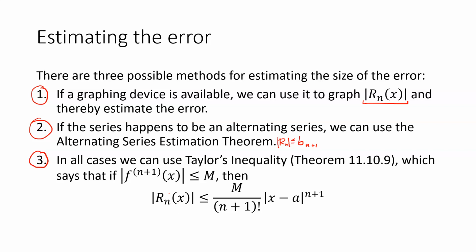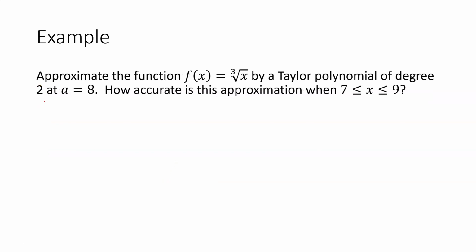Okay, so let's think about this with a specific example. Suppose I want to approximate the function f of x equals the cube root of x with a Taylor polynomial of degree 2 centered at a equals 8. Okay, so let's start with that part, and then we can think about the second part, which is to think about how accurate that approximation truly is.